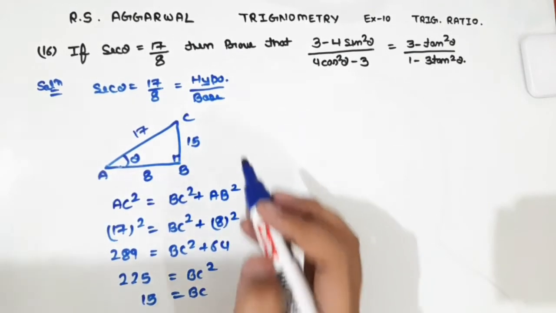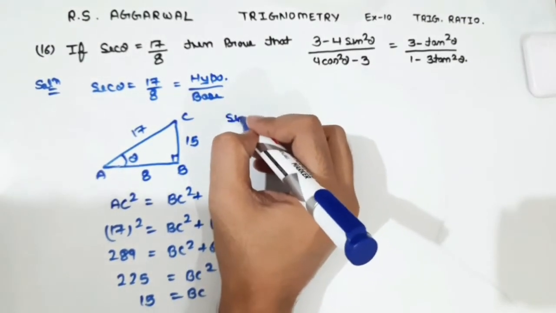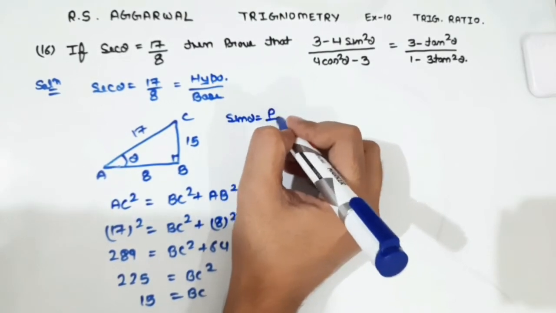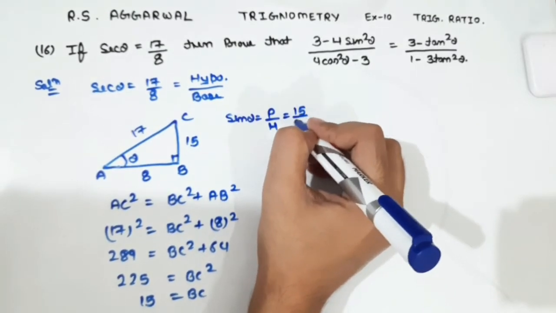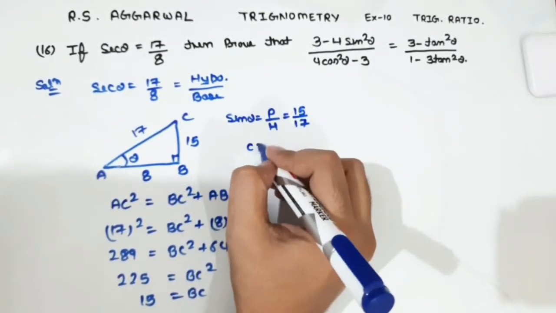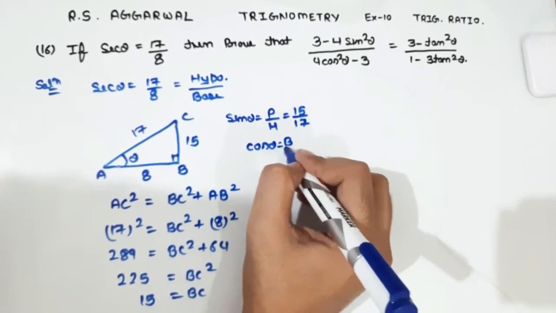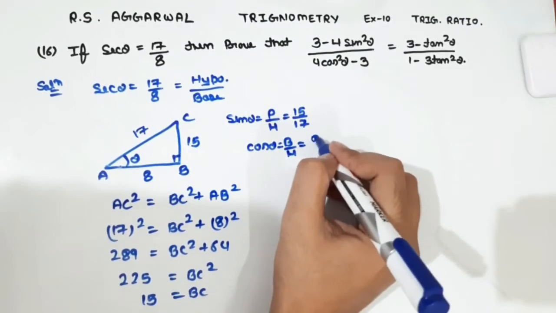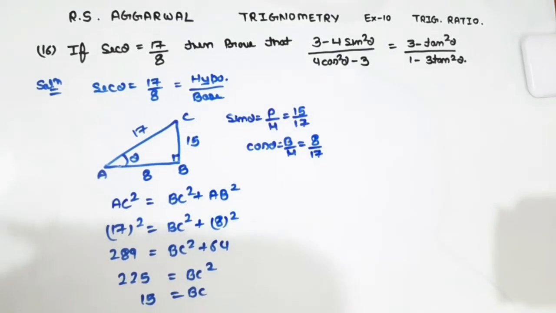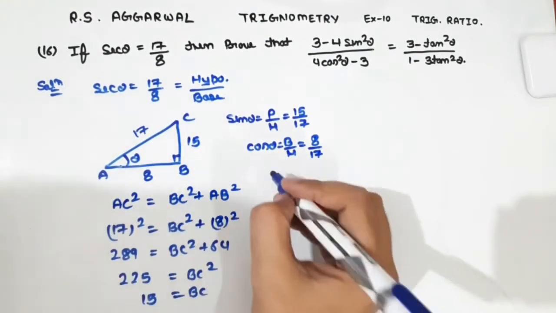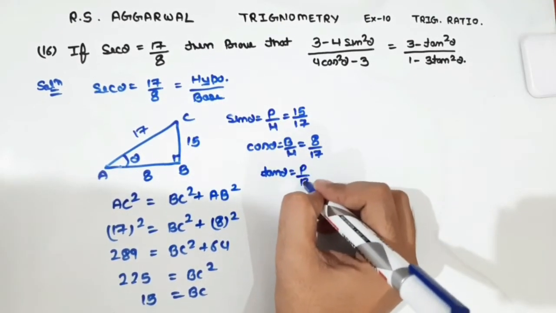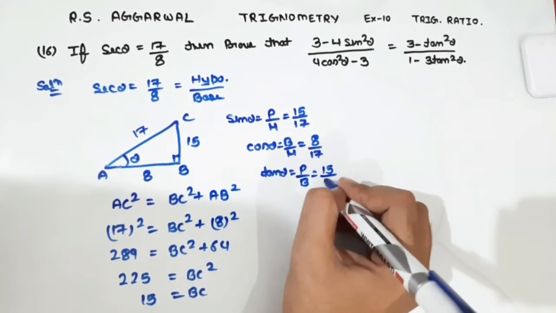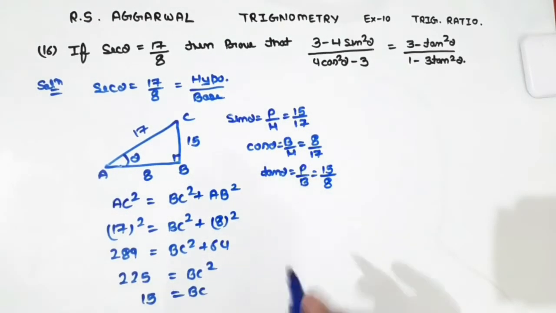So from here, sin theta will be perpendicular upon hypotenuse. Our perpendicular is 15 and hypotenuse is 17. Cos theta will be base upon hypotenuse, so base is 8 and hypotenuse is 17. And tan theta will be perpendicular upon base, so perpendicular is 15 and base is 8. So now putting these values here.